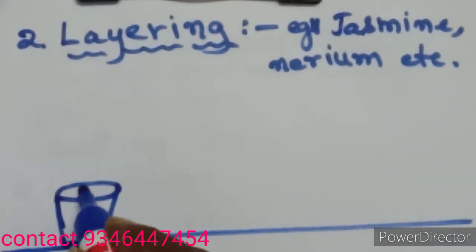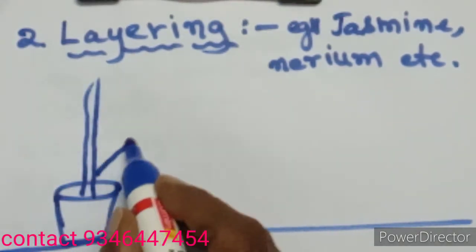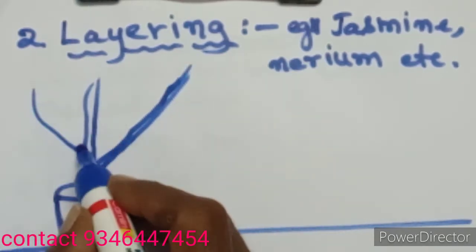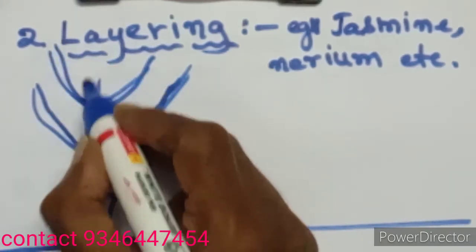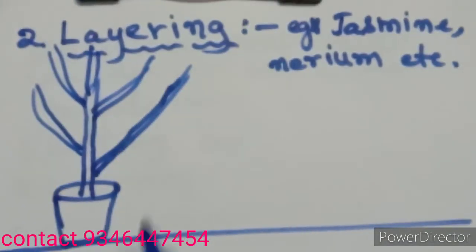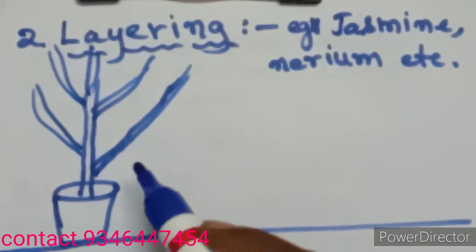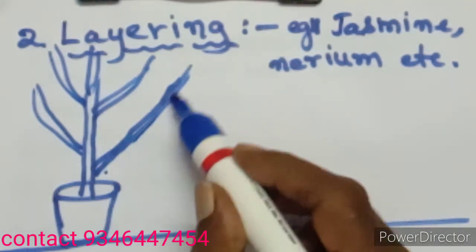And one potted plant we are taking, maybe one stem, one branch. Here is a branch, like that so many branches are present on the plant. Then any one branch is selected, the branch which is nearer to the ground. For example, it is very near to the ground, so it is selected.